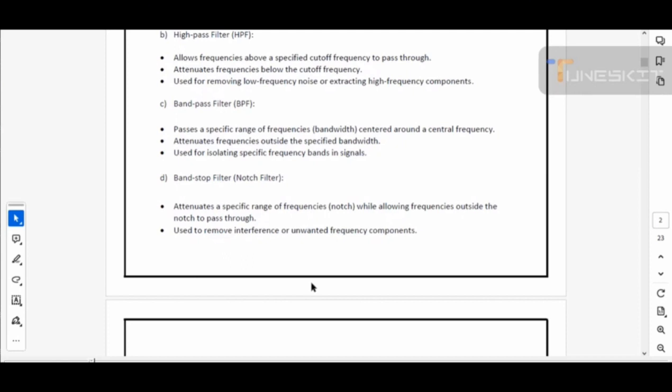And the band stop filter basically attenuates a specific range of frequencies while allowing the frequencies outside the notch to pass through. It is also used to remove interference or unwanted frequency components.